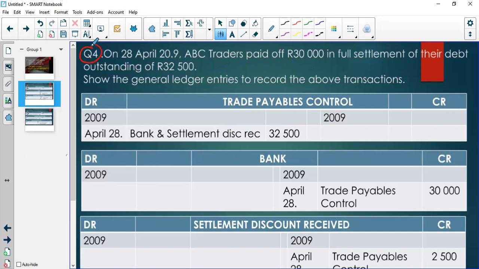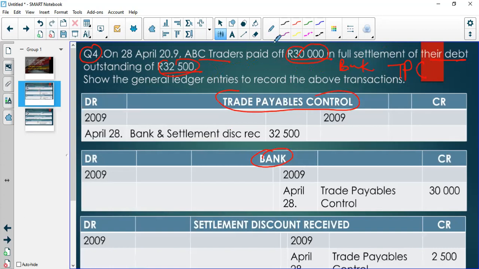Then there are also those transactions where people pay and they receive a discount. So ABC traders paid off 30,000 in full settlement of what they owe, which is 32,500. So you need to record this in the books of ABC traders. Okay, so first thing is that we know that in our bank account, money has gone out. So we know that a bank is involved. And we also know that we owed some people 32,500. So that's our suppliers. So trade payables control is going to be included.